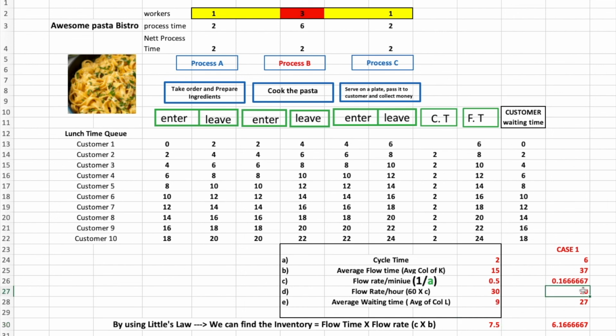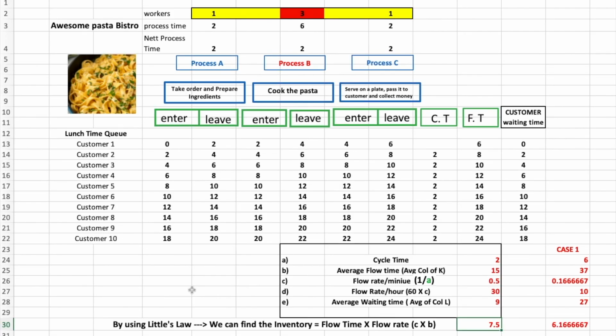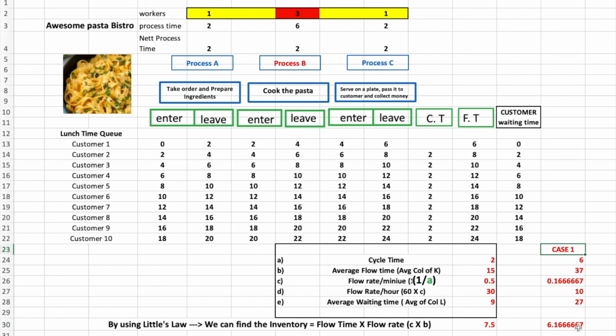The bistro could only handle 10 customers per hour, and this time now they can handle 30, which is more reasonable. And with so many customers passing through, the average inventory is still quite close to the original. This situation is acceptable for this pasta shop. They will make money and customers will come back. But in case 1, I doubt I would ever go back if I was customer number 10.